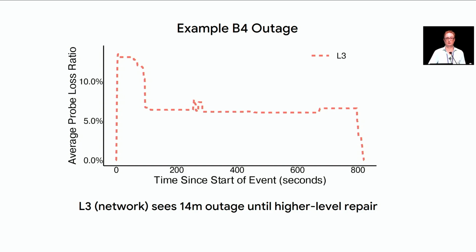So how well does it work? Let's look at an example of a major outage on our B4 backbone. The graph here shows the loss on the y-axis between affected network regions over time. And you can see here the red line for the network level, or L3, shows that this was a large outage. It lasted 14 minutes. It couldn't be repaired by routing alone. And during this outage, you can see at least 5% of the connections were black holed inside the network.